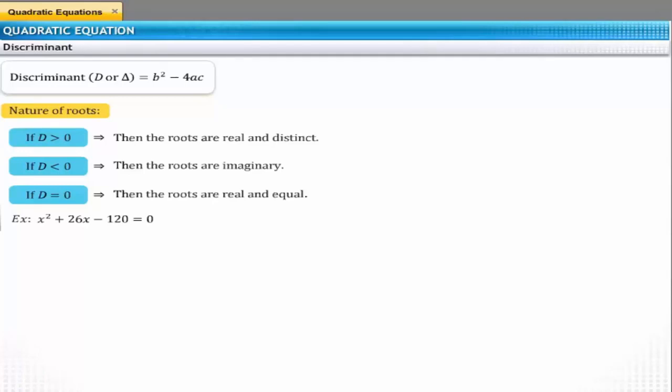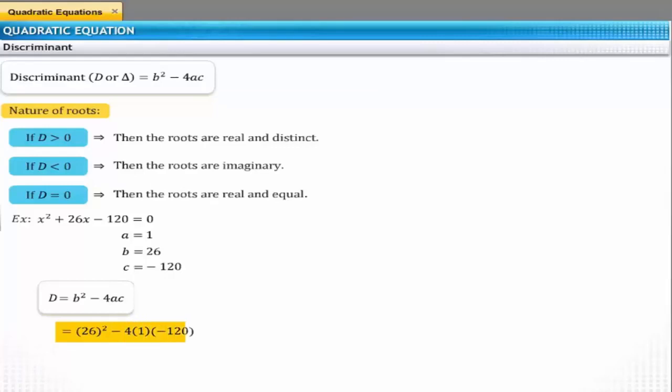On comparing the given equation with the general form of a quadratic equation, you get a is equal to 1, b is equal to 26, c is equal to minus 120. Substituting the values of a, b and c in the formula and simplifying, you get d is equal to 1156. Since d is greater than 0, the roots are real and distinct.